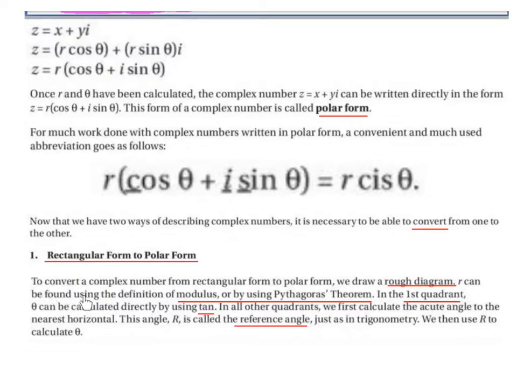r can be found using the definition of modulus, or by Pythagoras' theorem. In the first quadrant, theta can be calculated directly by using tan. In all other quadrants, we first calculate the acute angle to the nearest horizontal, horizontal being the real axis. This angle, alpha, is called a reference angle, just as in trigonometry. However, there are different rules to follow. We then use alpha, the reference angle, to calculate theta.